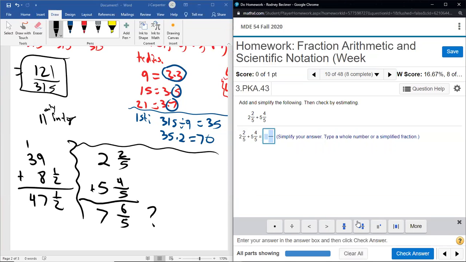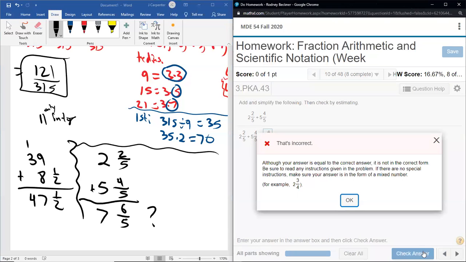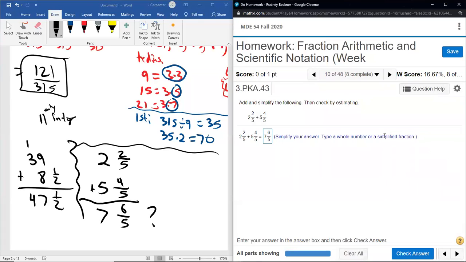So let's not convert that to an improper fraction. Let's see if they'll give us credit for this. And I think I've already gave you a hint whether they will or not, with that question mark. There we go. They didn't give us credit for it, as they shouldn't. Although your answer is equal to the correct answer, it is not in the correct form. Now, they don't actually tell you what's wrong with this. Again, MyMathLab is not here to tell you everything that you did wrong, and it can't always predict it either.